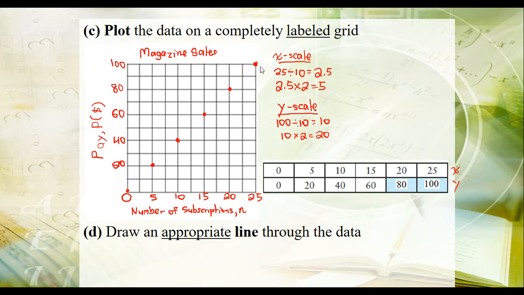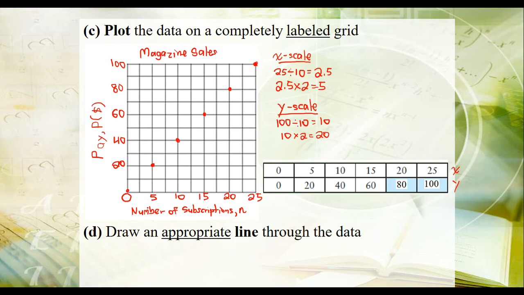Okay, now draw an appropriate line through the data. So we need to decide, are we going to draw a broken line or a solid line? Okay, now here's where it's a little bit tricky. So the question is, do in-between values make any sense?